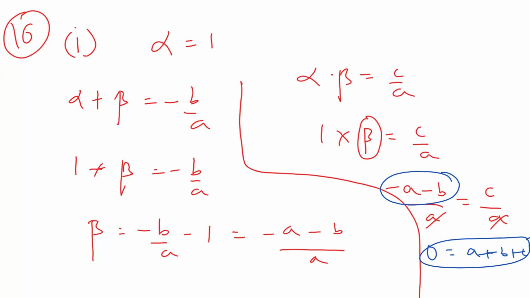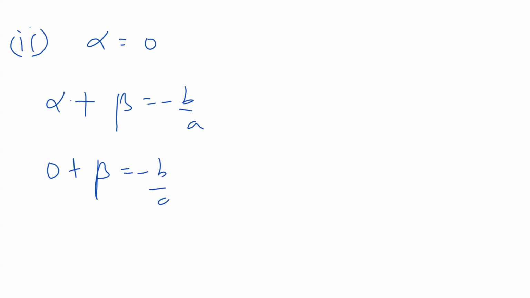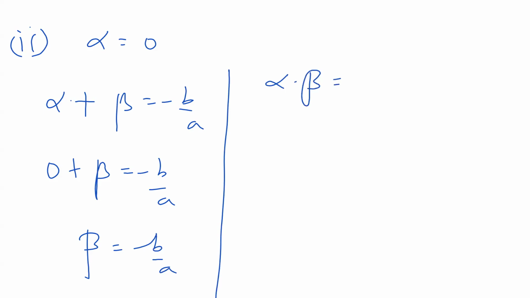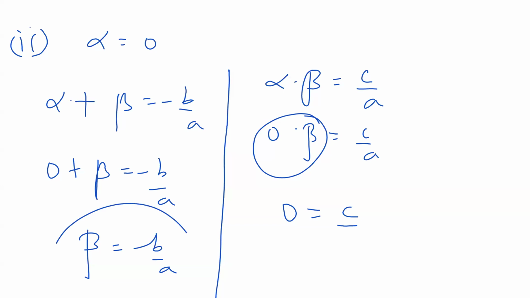Let's go to question number 16, sub question 2. One of the roots may be 0. So alpha is equal to 0, but then beta may or may not be 0. So we don't know. So alpha plus beta is equal to minus b by a. So 0 plus beta is equal to minus b by a. So beta is equal to minus b by a. Okay, and alpha into beta is equal to c by a. Now alpha is 0. So 0 into beta has to be 0, irrespective of the value of beta. Let beta take any value. So 0 into beta is 0.